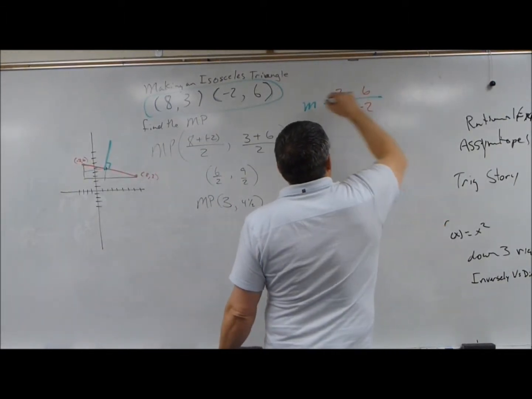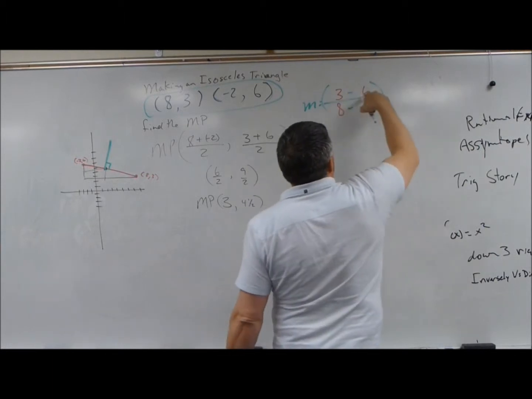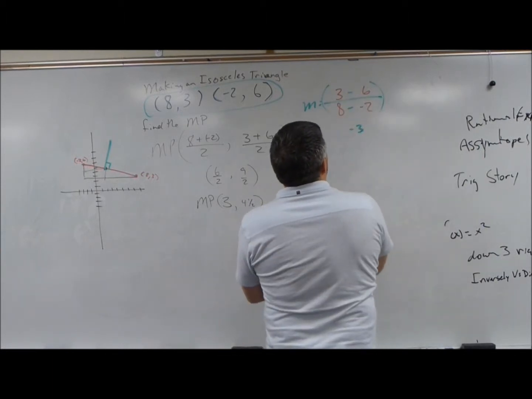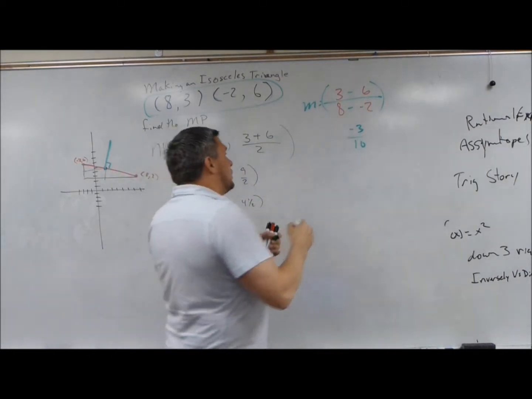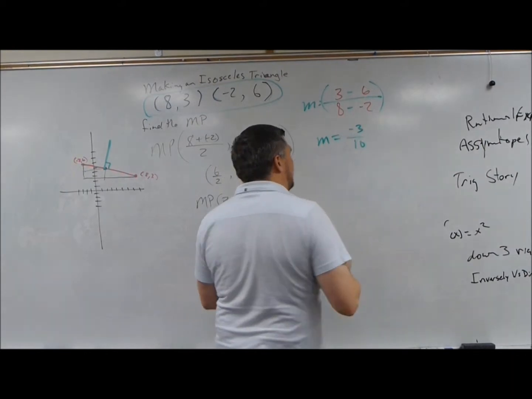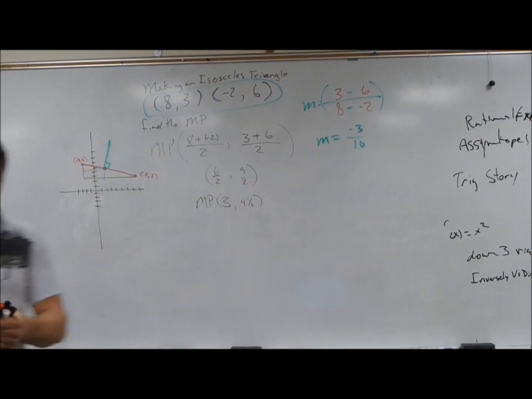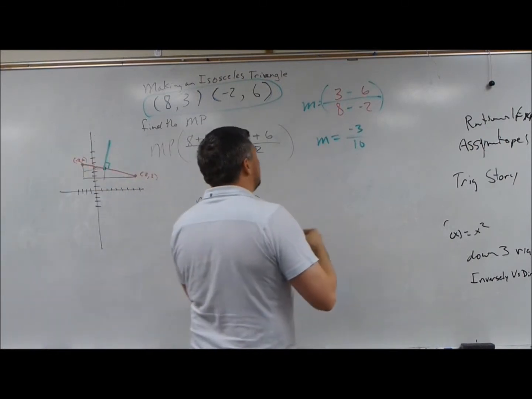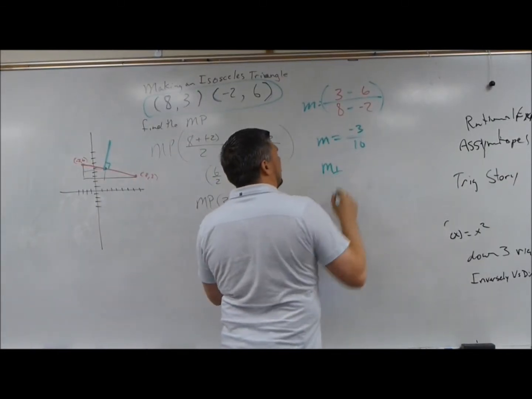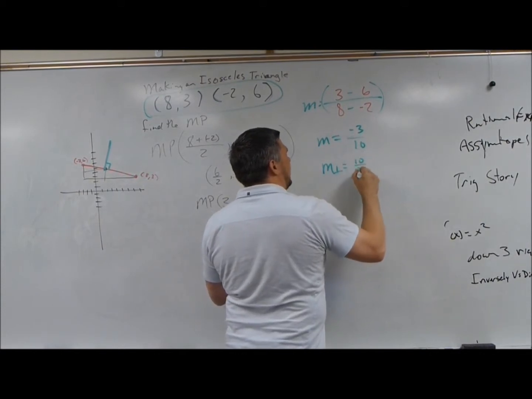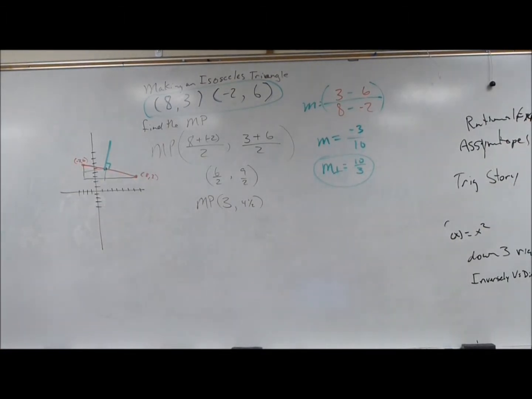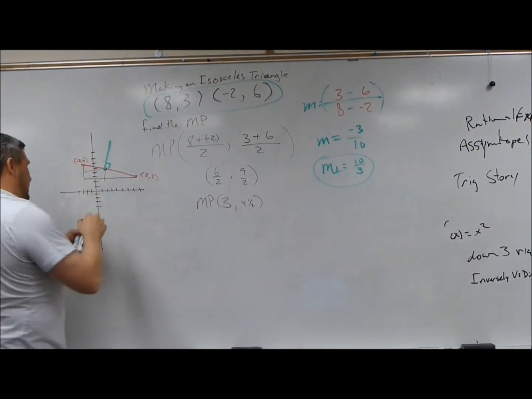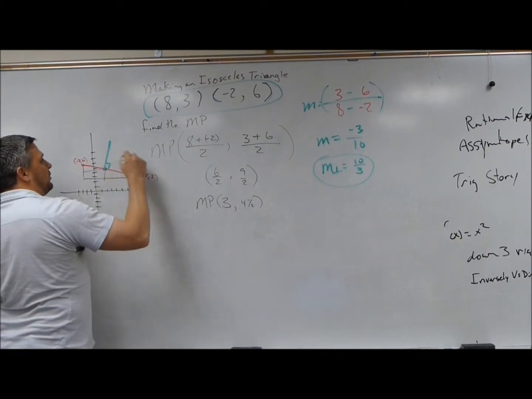Okay? So I've got 3 minus 6 is minus 3, and I got 8 minus minus 2, which is 10. Okay? So now my slope is equal to negative 3 over 10. So my perpendicular slope will equal 10 over 3. And this is the one I'm looking for, because I need that slope to go through this midpoint.